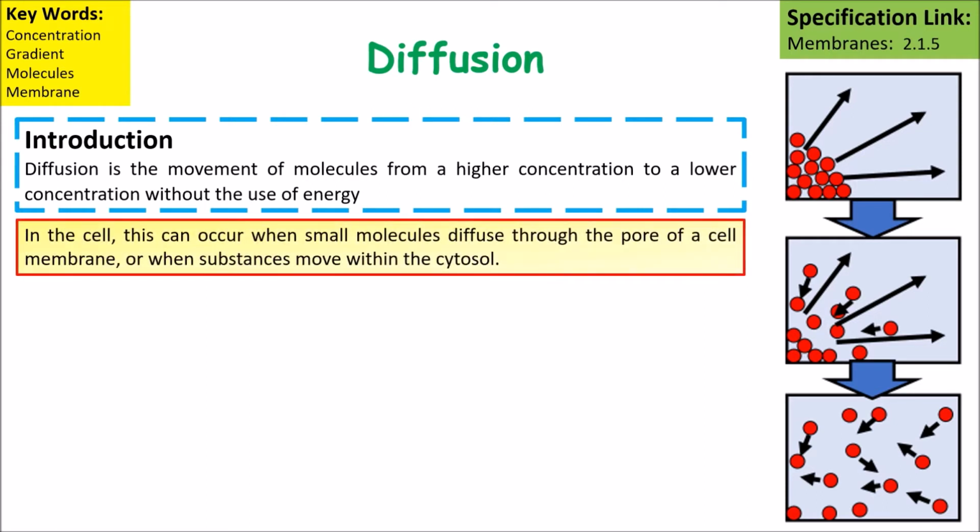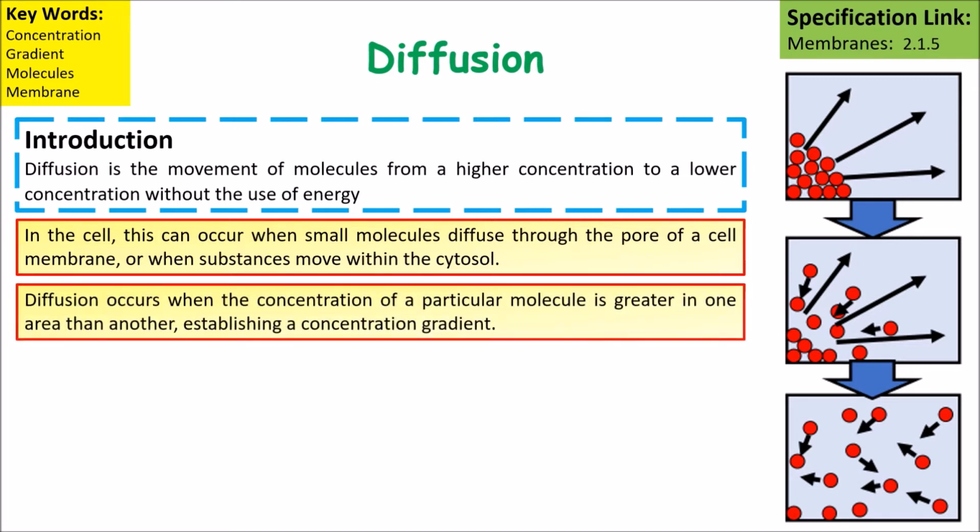So diffusion, like we've just said, is the movement of molecules from an area of high concentration to an area of lower concentration. In the cell, this can occur when small molecules diffuse through a pore of a cell membrane or when substances move around inside of the cytosol.